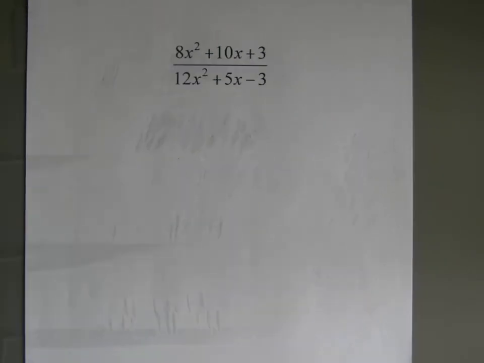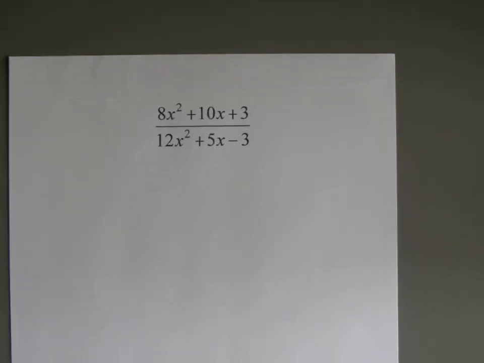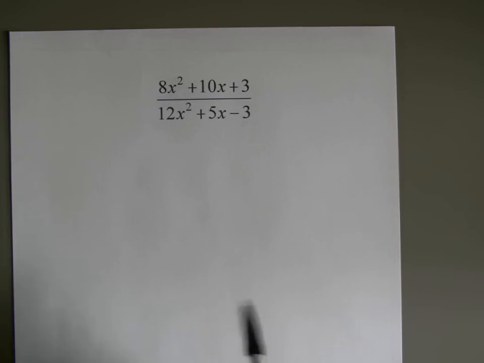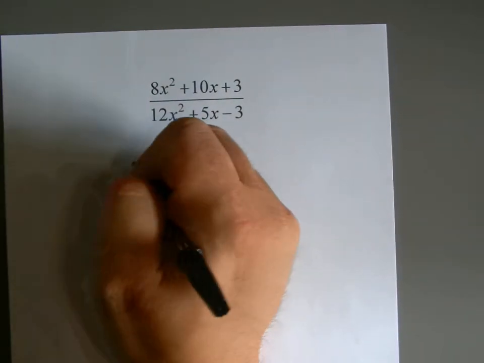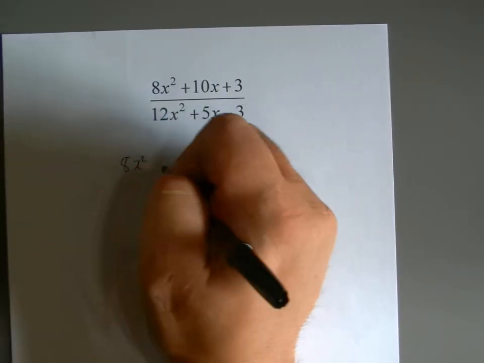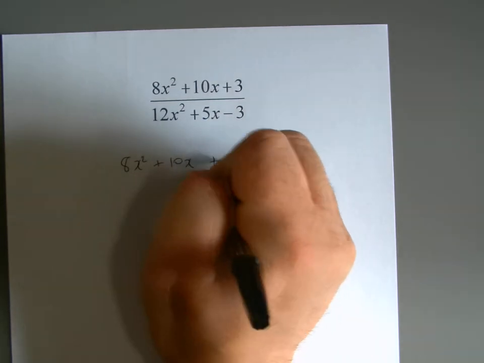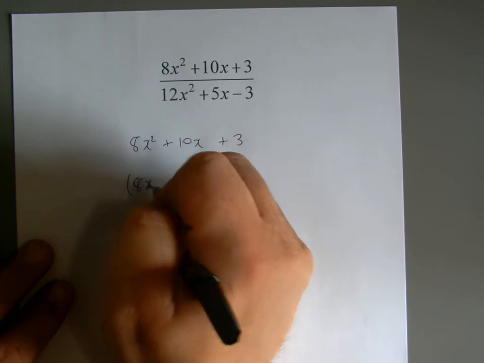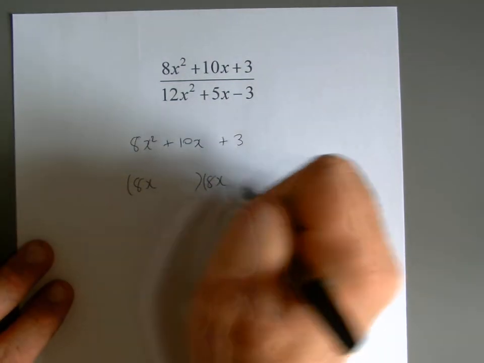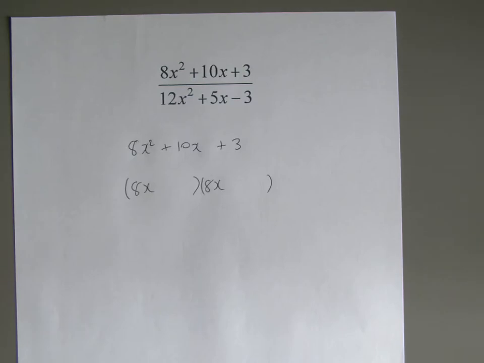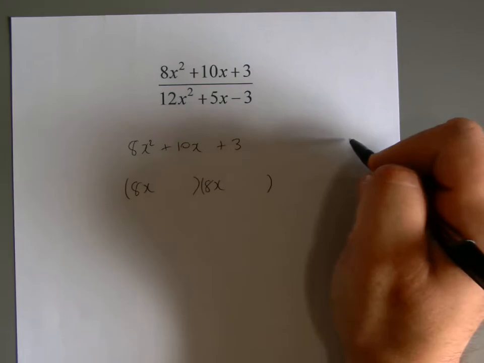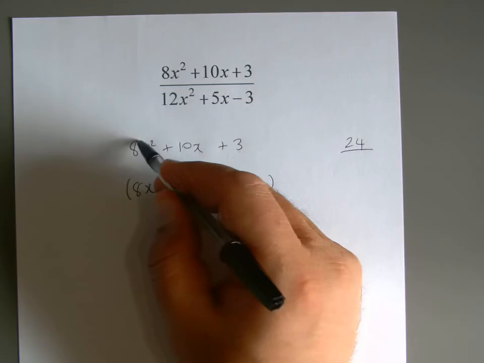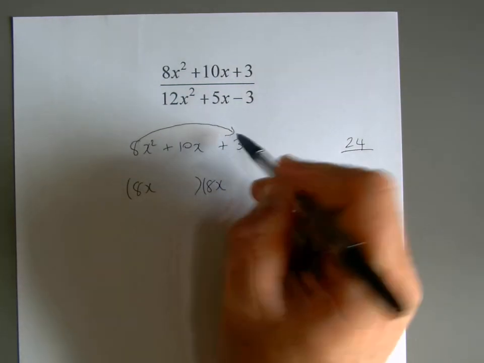Okay, so we look at one more on this. And this time, both of them need to be factorized. So there's a bit of work here. Let's do the first one then: 8x squared plus 10x plus 3. In each bracket, we're going to put 8x. Then over here, a pair of numbers that multiply to give 24, isn't it?